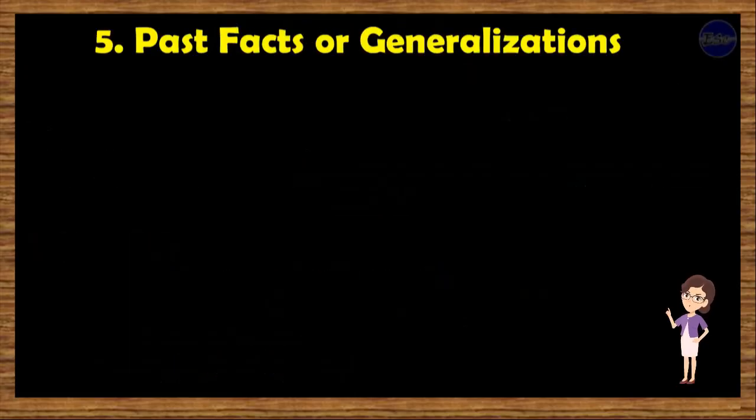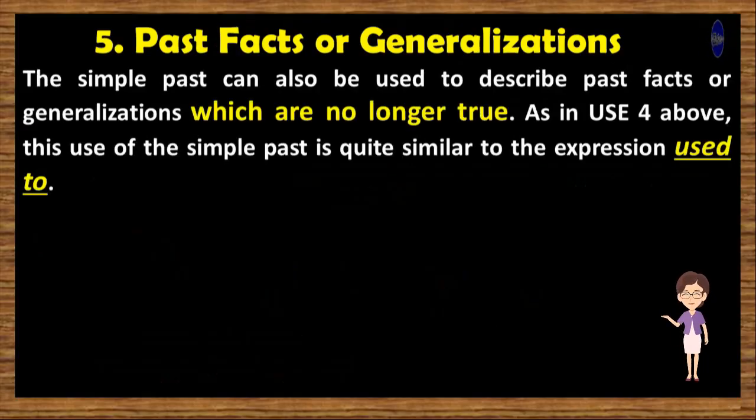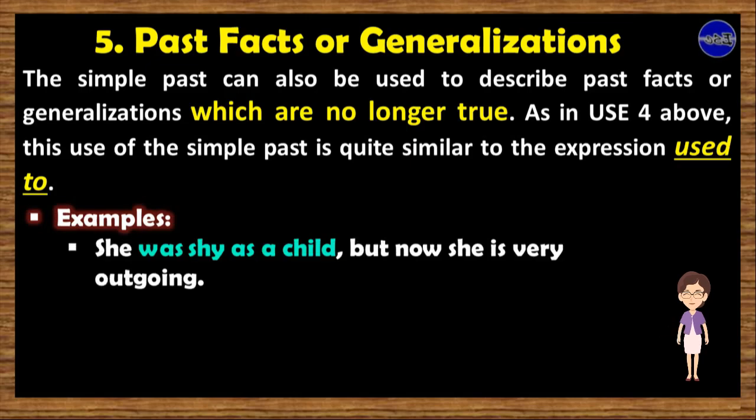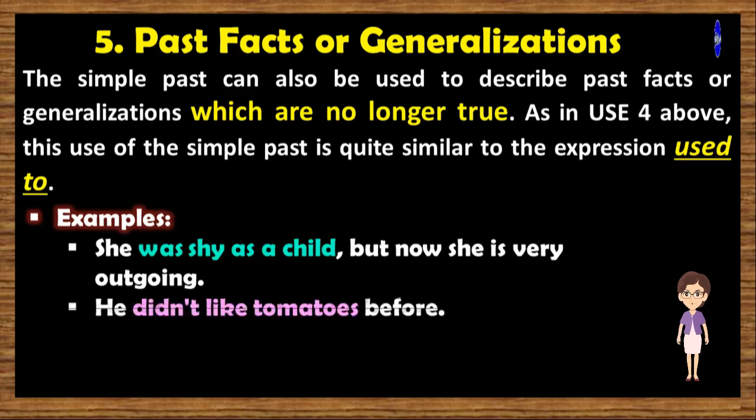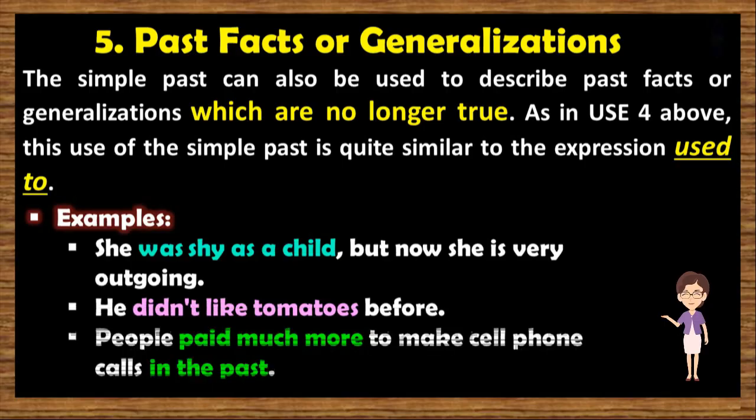Use 5. To talk or indicate past facts or generalizations. The simple past can also be used to describe past facts or generalizations which are no longer true. As in use 4 above, this use of the simple past is quite similar to the expression used to. Examples. She was shy as a child, but now she is very outgoing. He didn't like tomatoes before. People paid much more to make cell phone calls in the past. These 3 examples only happened in the past, while for the present or now they are no longer true.